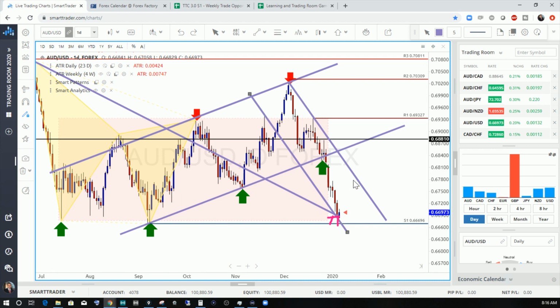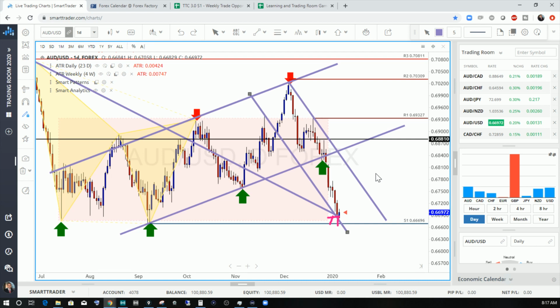Expecting Aussie US dollar to start moving back up, even if it just means coming back up to the backside of the trend line. So any selling that you've had on Aussie US dollar, profit taking may be a good thing, maybe at least scaling out of your position as price starts moving back up a little bit higher, right? So watch out for that.